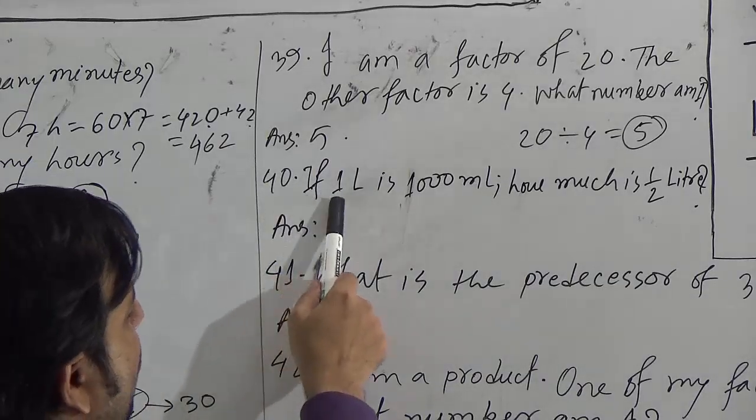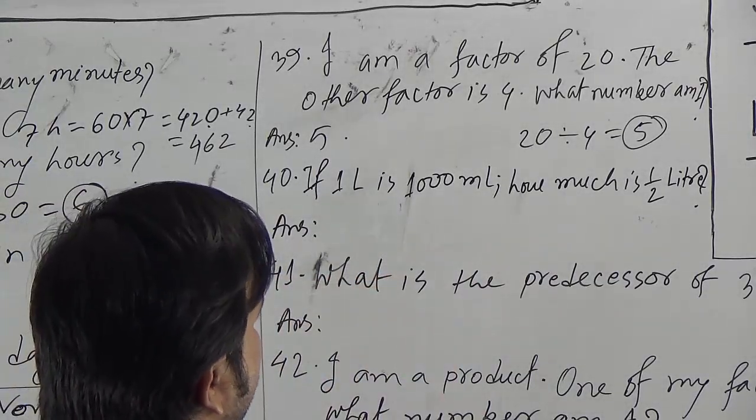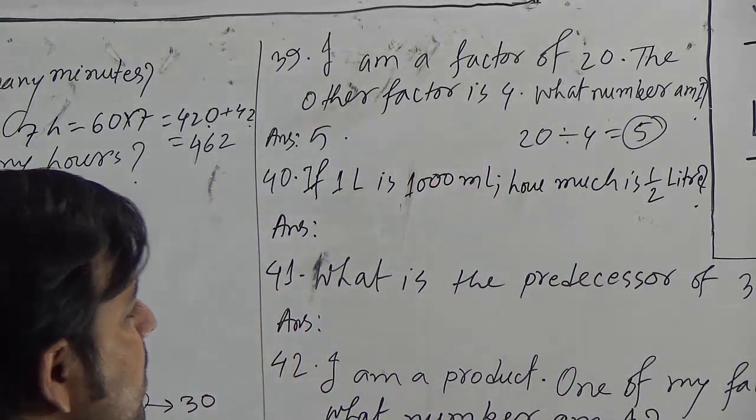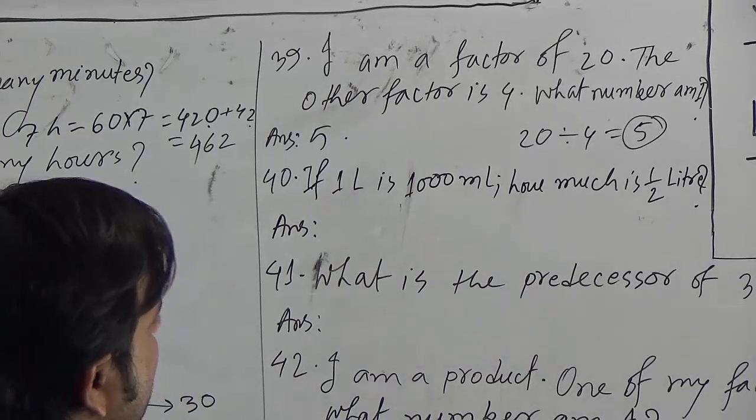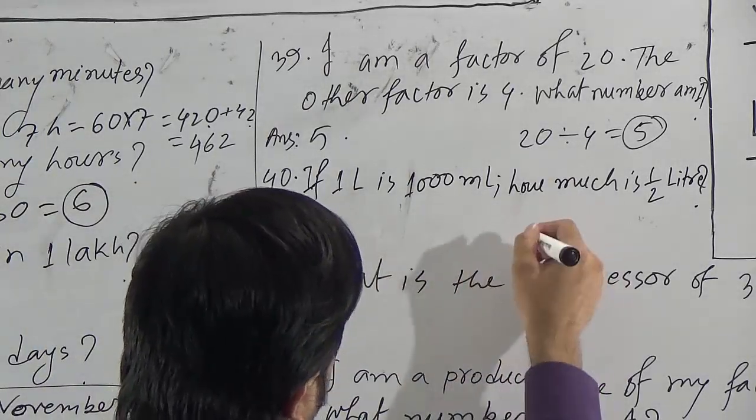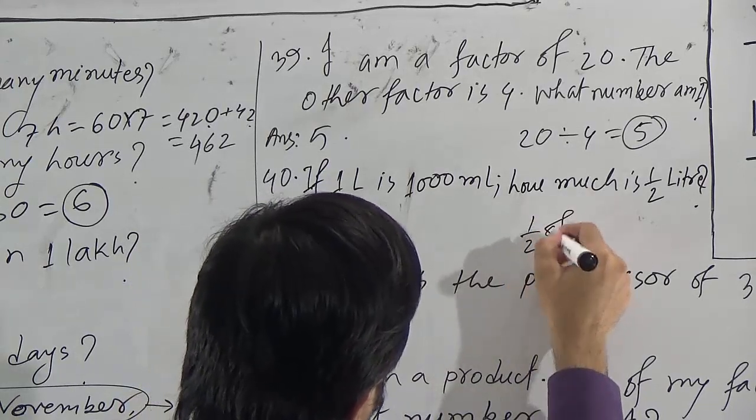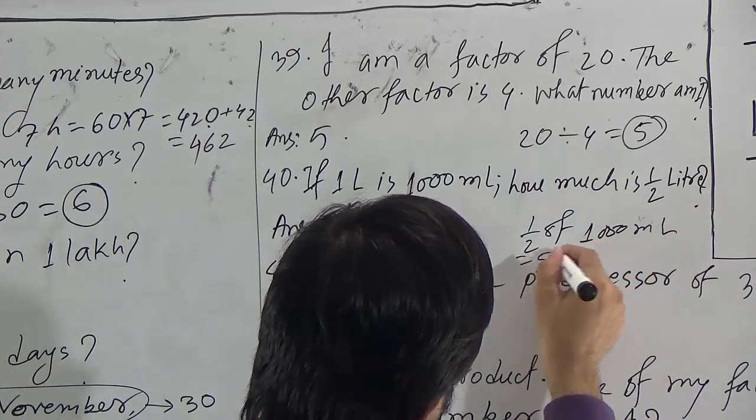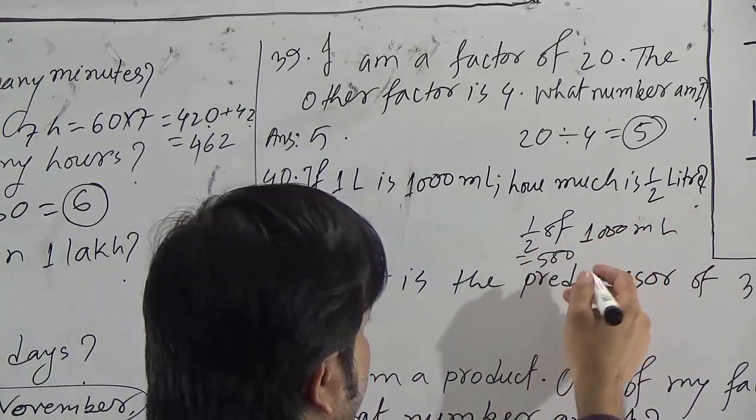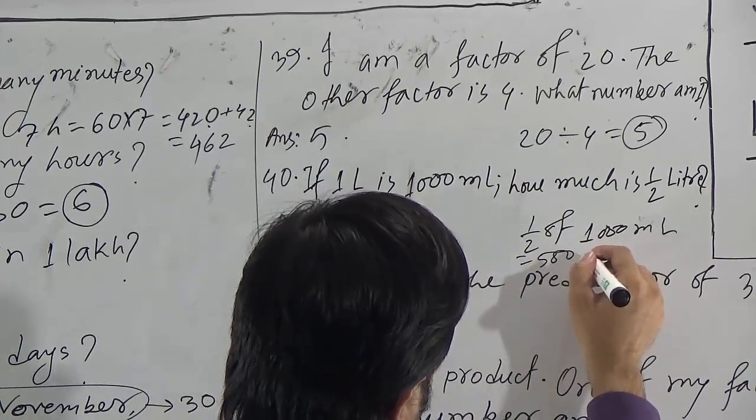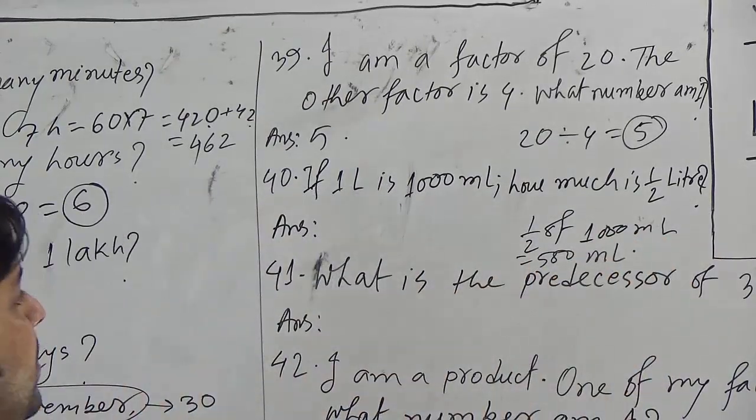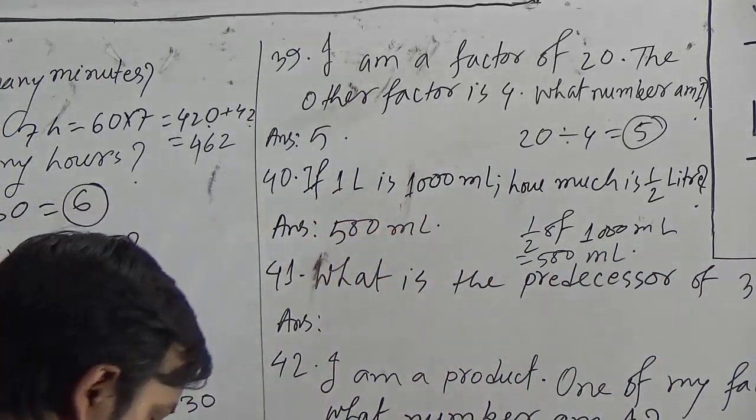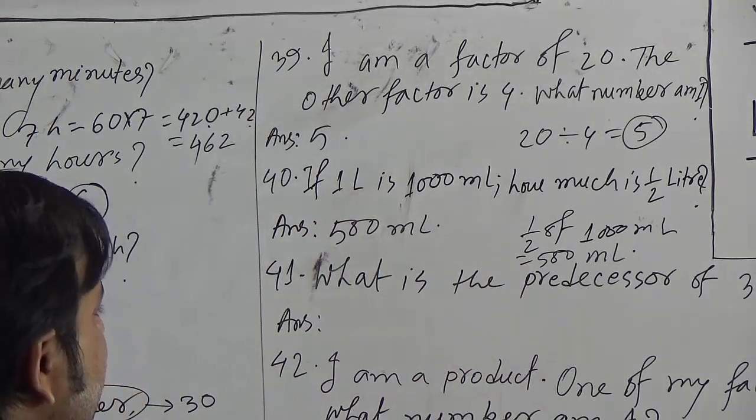Question 40. If 1 liter is 1000 milliliters, how much is half a liter? Dear students, you can write half of 1000 milliliters. This will be equal to 500. It means if you divide 1000 by 2, you will get 500 milliliters. So the required answer for this question is 500 milliliters. Milliliter in short we can write ml.